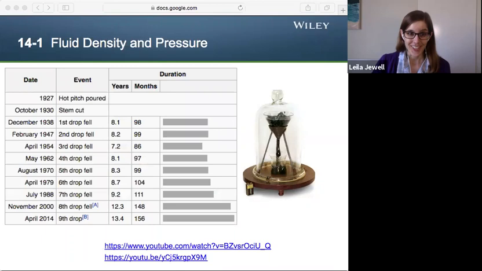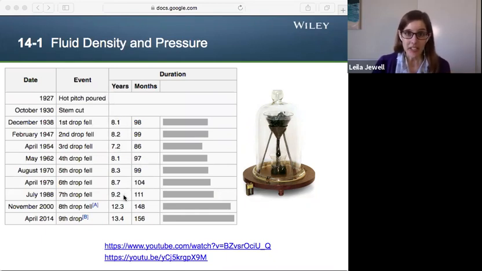And here's the data. So the hot pitch was poured back in 1927. It's been going almost 100 years. So the stem was cut, and then the first drop fell in 1938, right? And then you can see the years of the drops to come, right? They're about every 8 or 9 years.